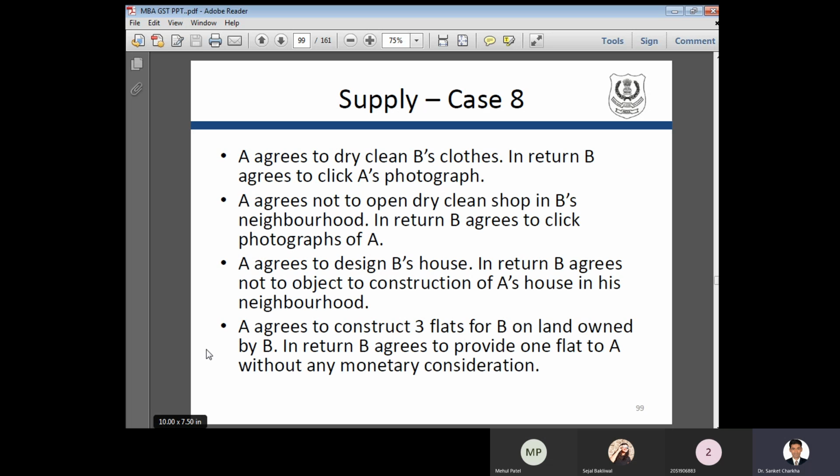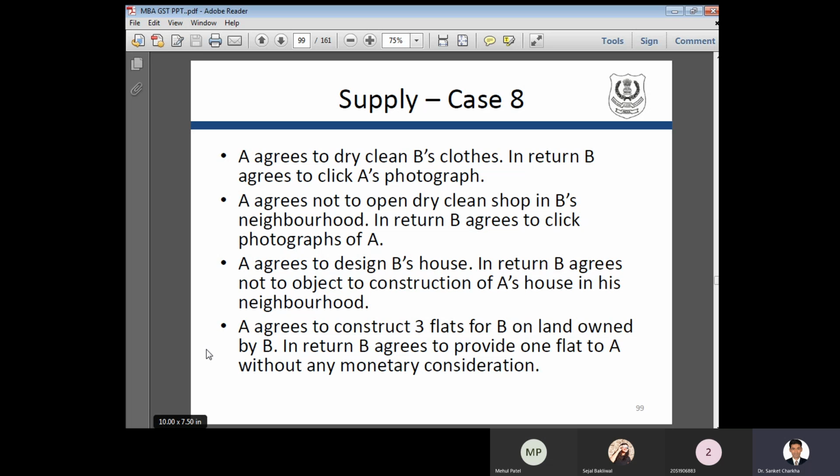Case number 8. A agrees to dry clean B's clothes. In return, B agrees to click A's photograph. A agrees not to open dry clean shop in B's neighborhood, and in return, B agrees to click photographs of A. A agrees to design B's house and in return B agrees not to object to construction of A's house in his own neighborhood. A agrees to construct 3 flats for B on land owned by B and in return B agrees to provide 1 flat to A without any monetary consideration.